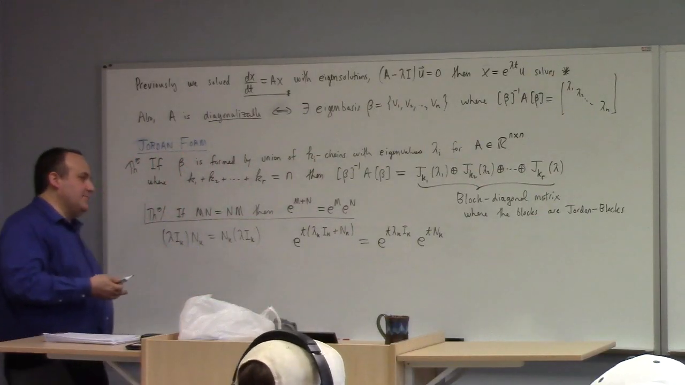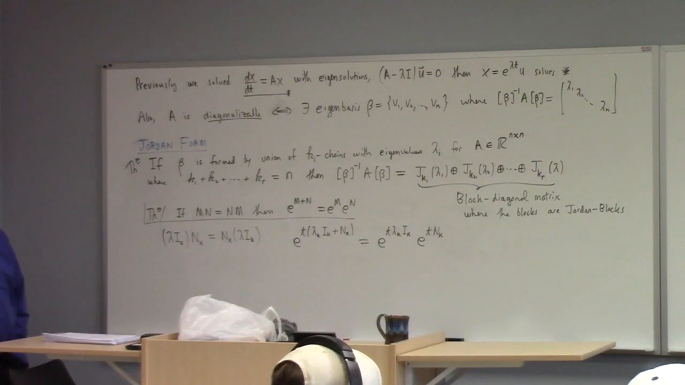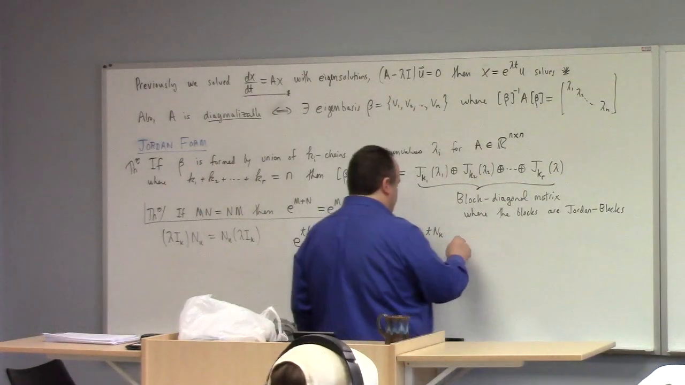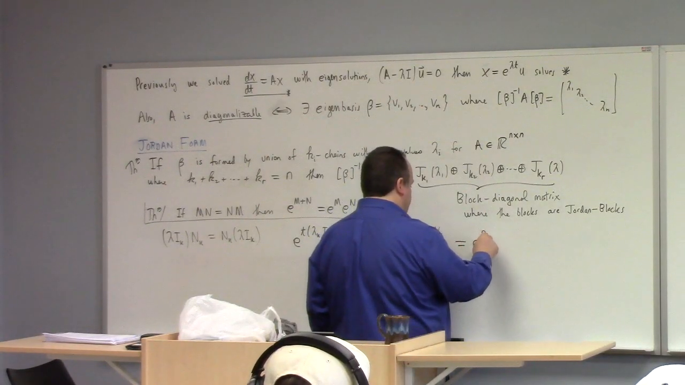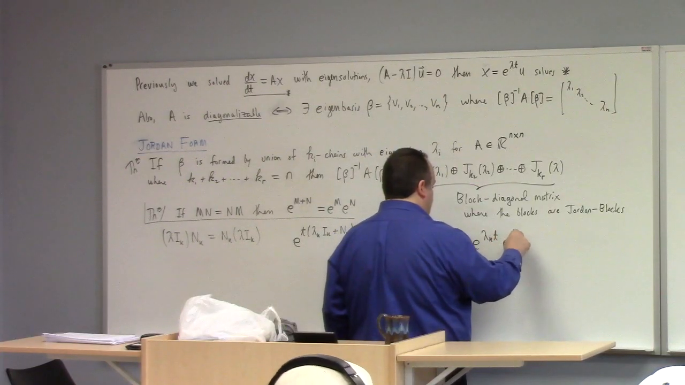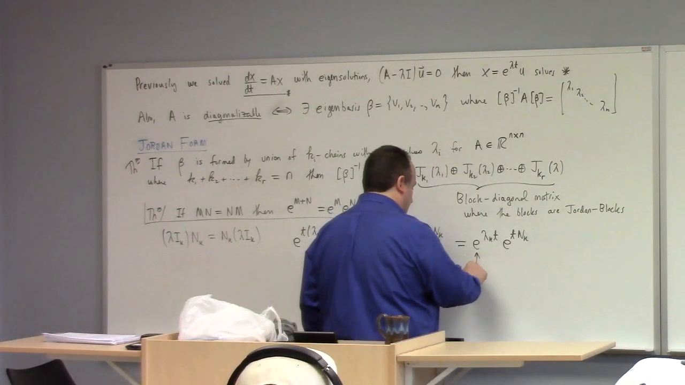And the thing is, we know how to calculate e to the tN_k. I just showed you in the previous series of examples. That's explicitly calculable. And it turns out that when we study this carefully, this simplifies simply to e to the lambda_k t times e to the tN_k. This is scalar.